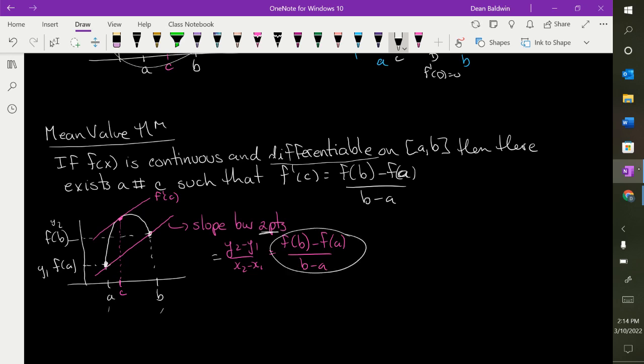We're saying that the slope of that line will equal the slope at some point c on the graph will equal that slope. And the slope at that point is the derivative at c. So that's where you get f prime of some point c. The slope of that, or the derivative of that point, which is the slope, will equal the slope of the secant line here. That's it. That's all the mean value theorem says.